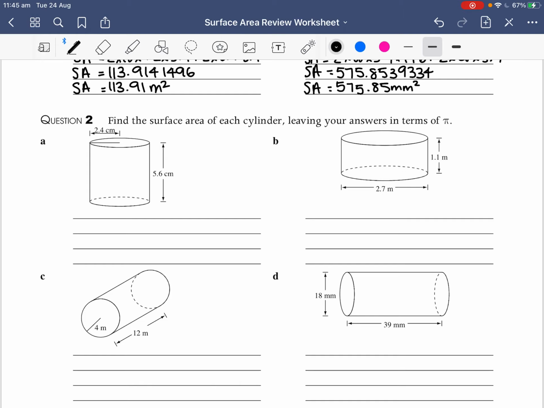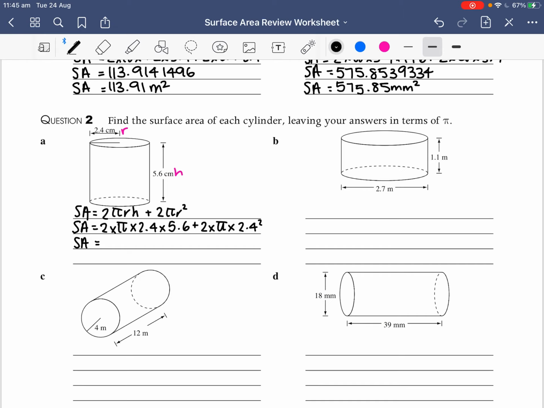For question 2, we want to find the surface area of each cylinder, leaving your answers in terms of pi. So for this same formula, we have our surface area equals 2 pi rh plus 2 pi r squared. For this first one, our radius is 2.4 and our height is 5.6. So we substitute in the numbers to get surface area equals 2 times pi times our radius of 2.4 times our height of 5.6 plus 2 times pi times our radius of 2.4 squared. Now we put this into our calculator, but we leave it in terms of pi, so we don't actually press the pi button.